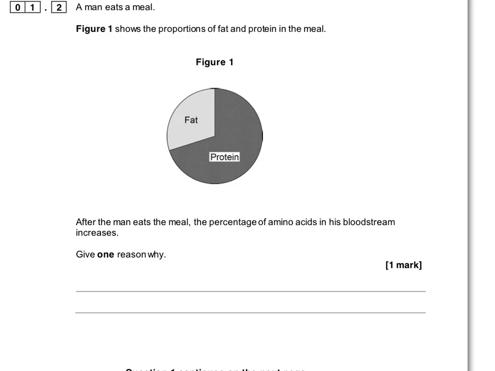Okay, figure 1 shows the proportions of fat and protein in the meal. After the man eats a meal, the percentage of amino acids in his bloodstream increases. Give 1 reason why. What you should know is that protein gets digested or broken down into amino acids. And because of that, when you eat the meal, you're going to get an increased amount of amino acids.